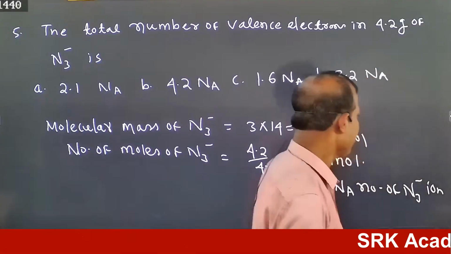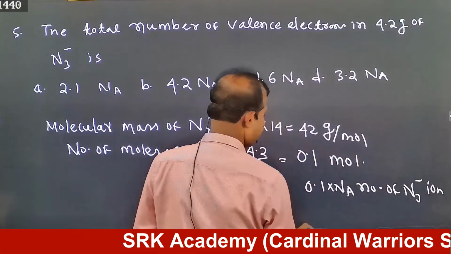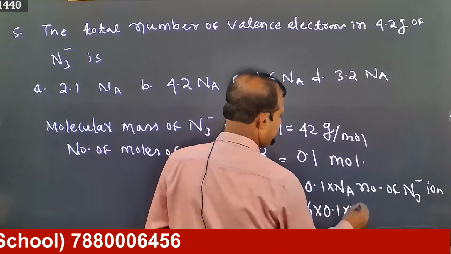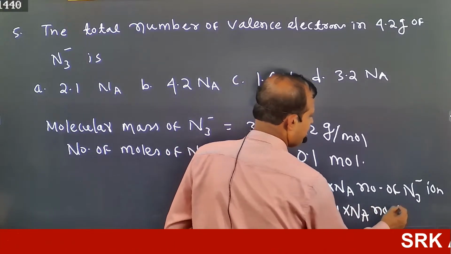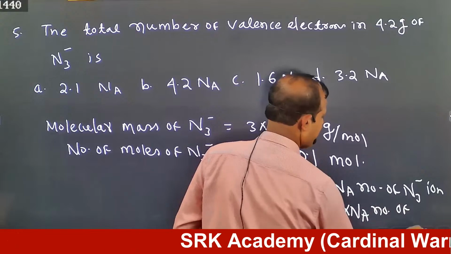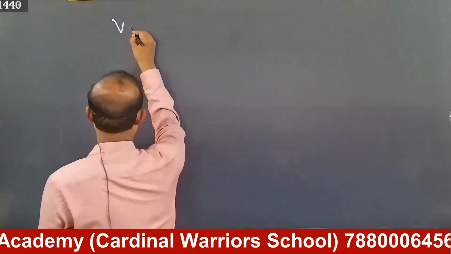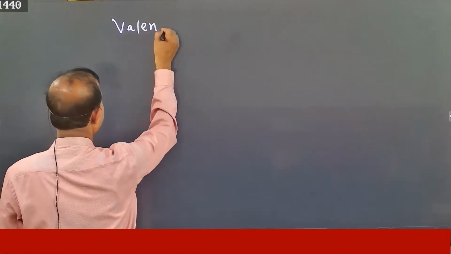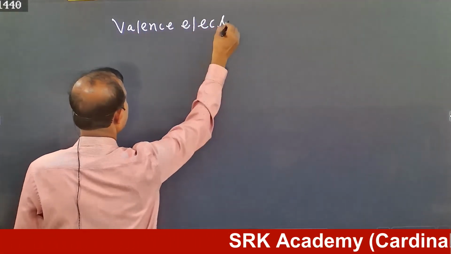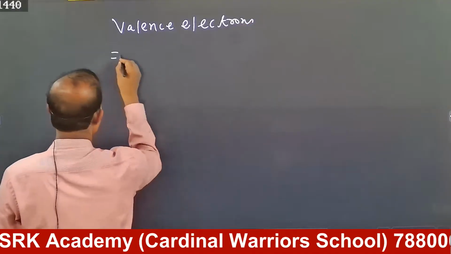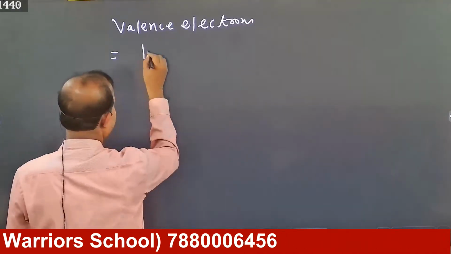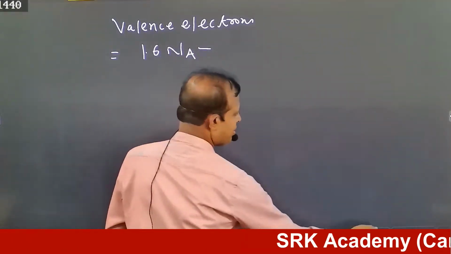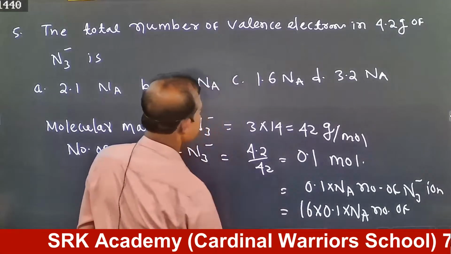Right? So that means it has 16 multiplied by 0.1 into Na number of valence electrons, which is equal to 1.6 Na. So we'll go with which option? Is there any option related to 1.6 Na? Option C.